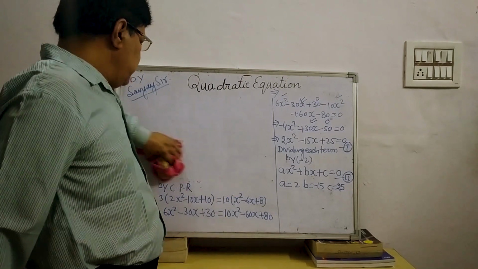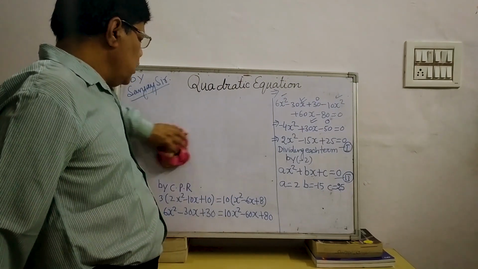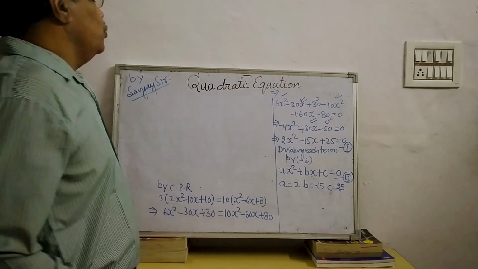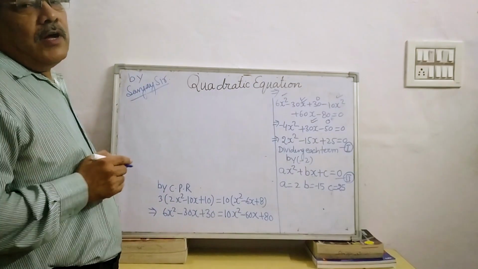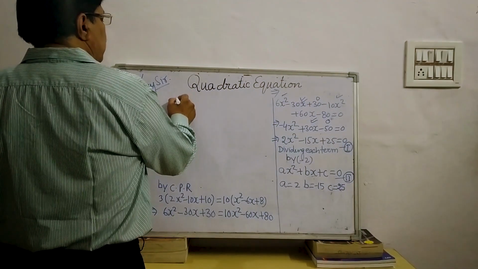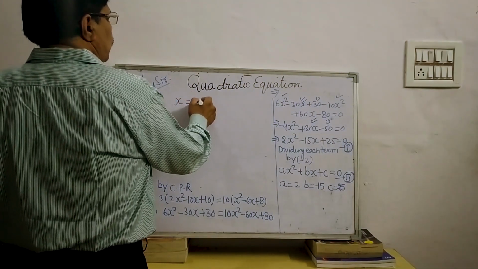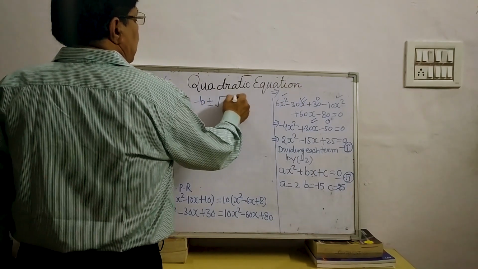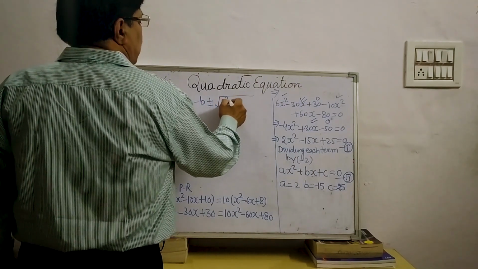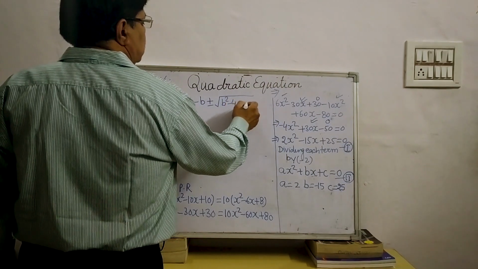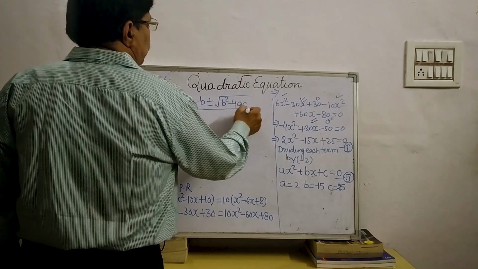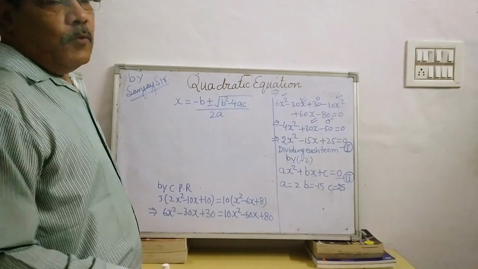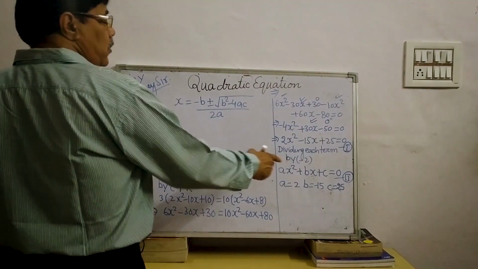Till here I will grab, so that those who have not done, they will do that part also. Now use the formula. What is the formula? The formula is x equal to minus b plus minus under root b square minus 4ac upon 2a. Clear? Now put the values of a, b, c from here.